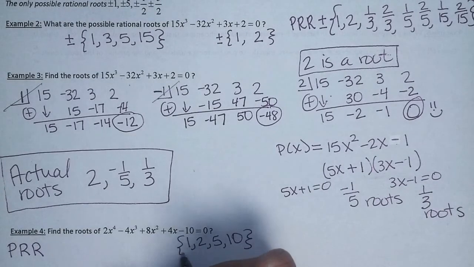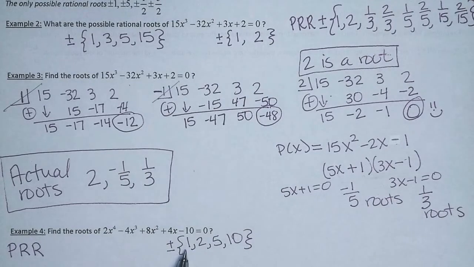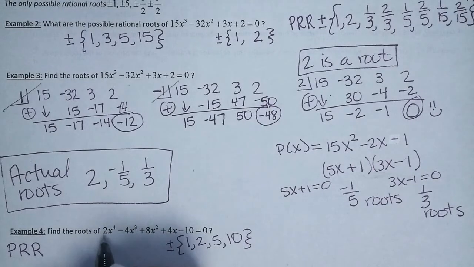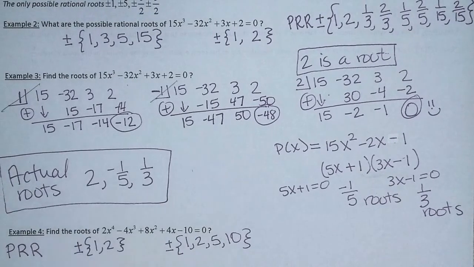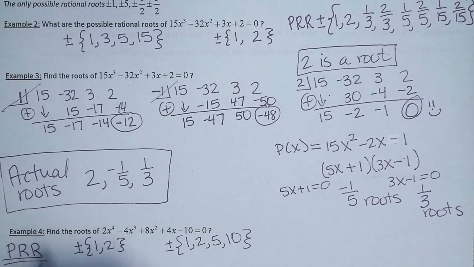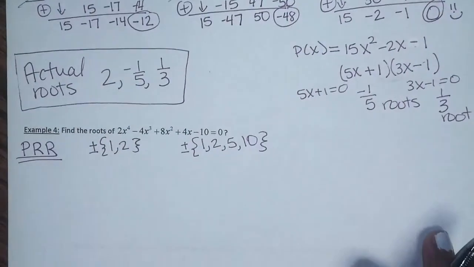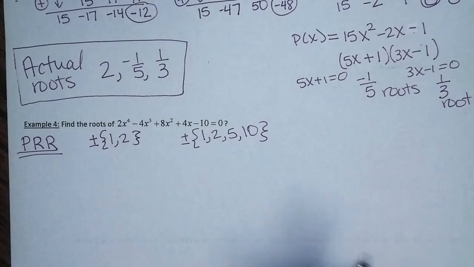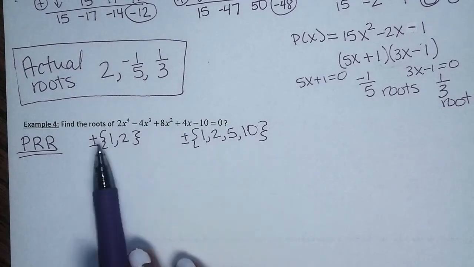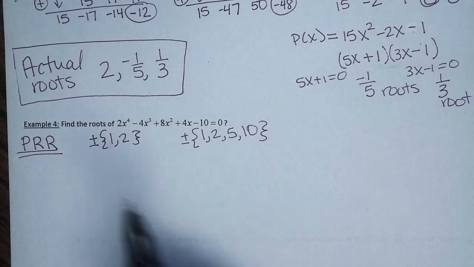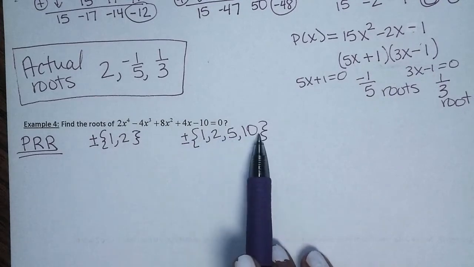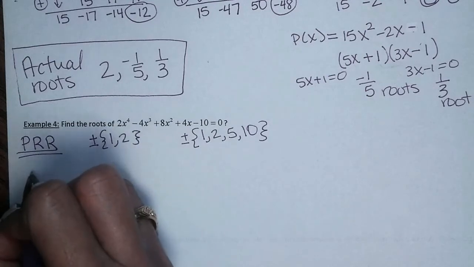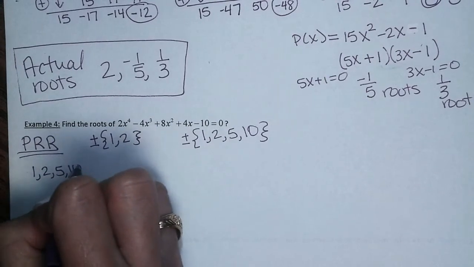So let me put those in a little plus or minus bracket. And now we need to take all of those factors and divide them by the factors of the leading coefficient. So the leading coefficient is 2. The factors of that would be 1 and 2. So now to make my possible rational root list, we are going to take the factors of the constant and divide them by all of the factors of the leading coefficient. So let's take 1, 2, 5, and 10 and divide them by 1. Well, that's going to be easy. That's going to be 1, 2, 5, and 10.